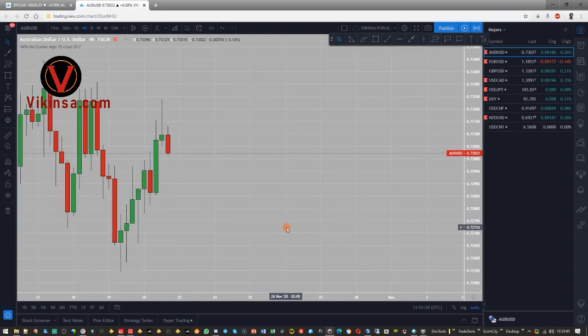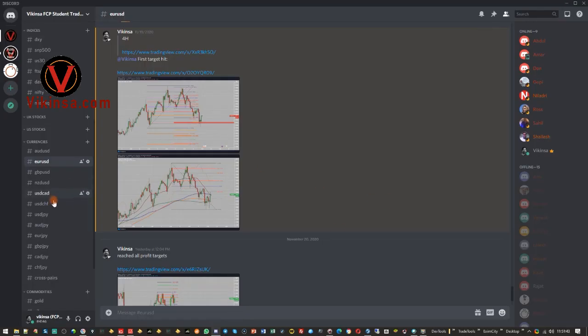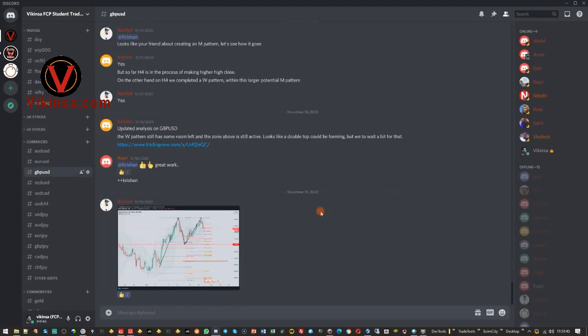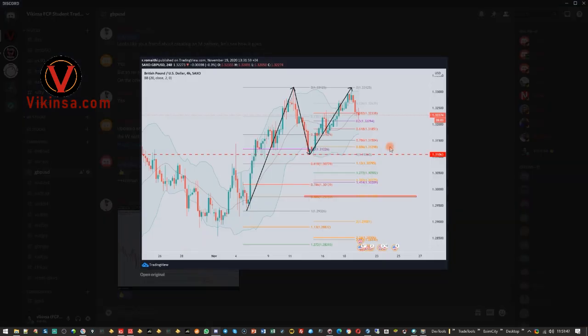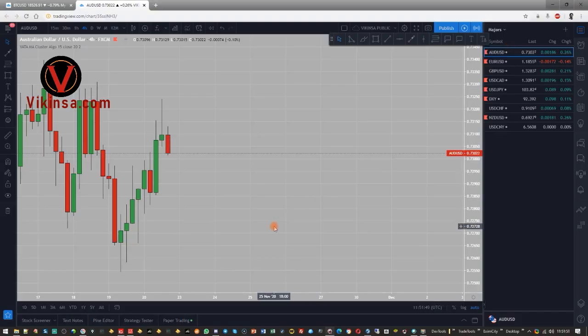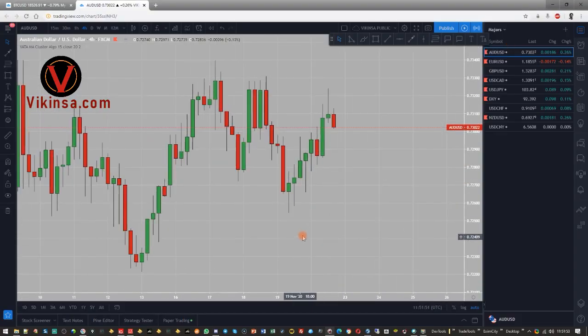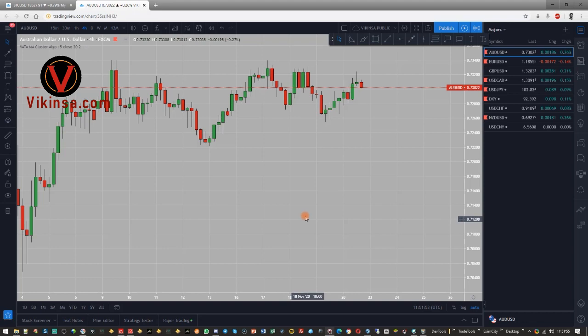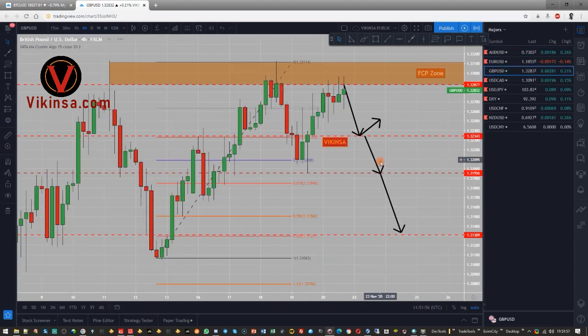Actually, by the way, on GBP USD, I think we did take a trade. Yeah, one of our students is actually tracking it, and I've been tracking it as well, but I did not take a trade on this. I took a trade on AUD USD instead. Okay, before we go there, let's bring in this.